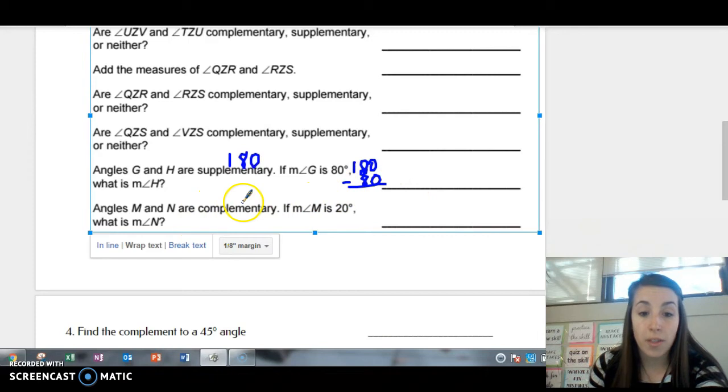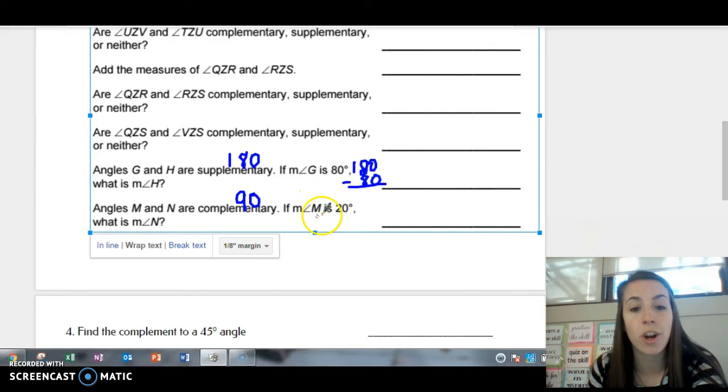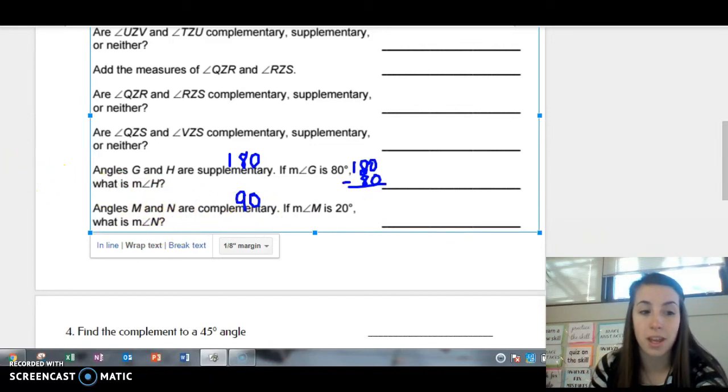For the next one, know that it is a complementary, which means it adds up to equal 90. You're receiving a compliment, which means you've done something right. A right angle is 90 degrees. If the measure is already 20, then what will the measurement of angle N equal? So you'll have to do the same thing, except instead of 180, you're doing 90.